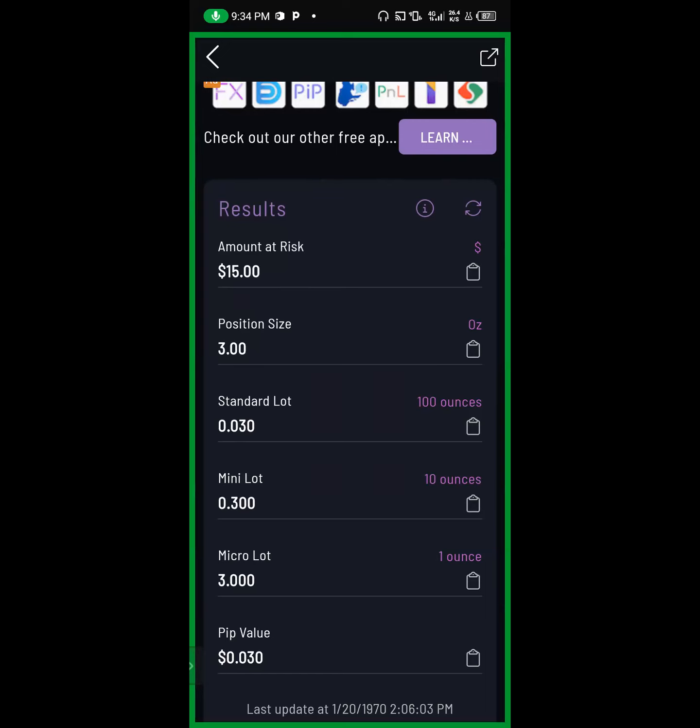So what about if it's 100 pips? That means you make $30. But when you lose, you only lose $15. Do you get the point now? You get this when you watch it again, okay?